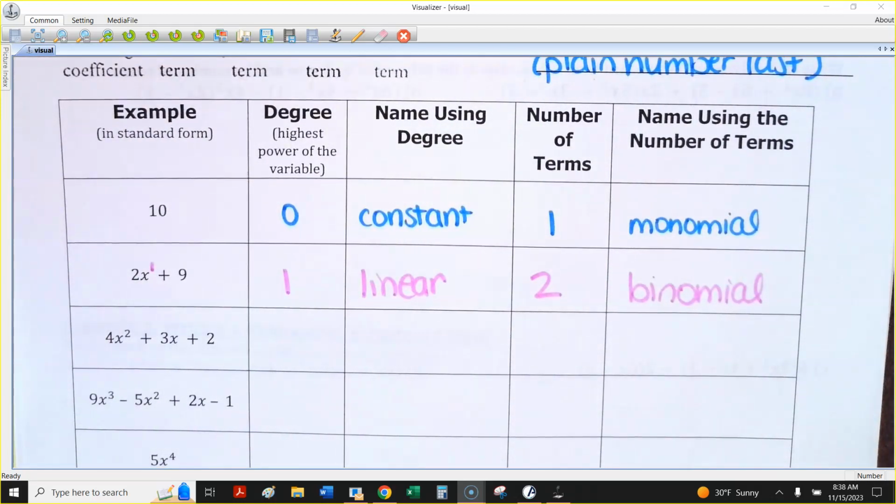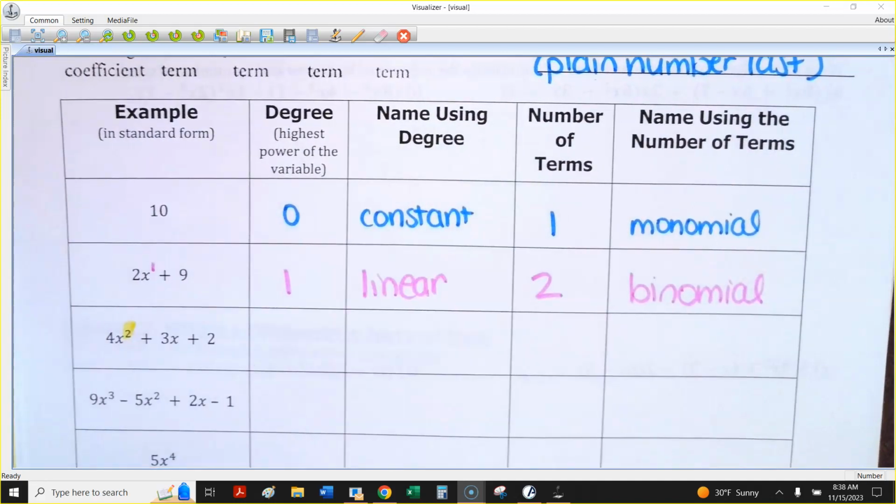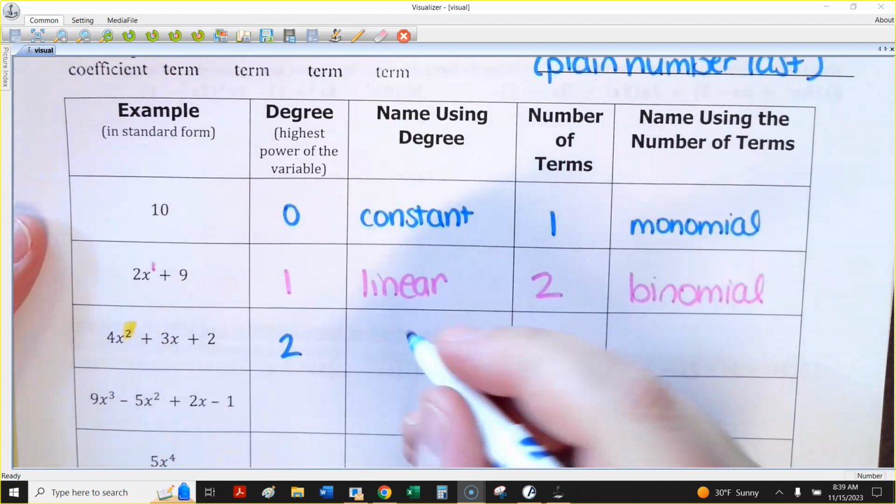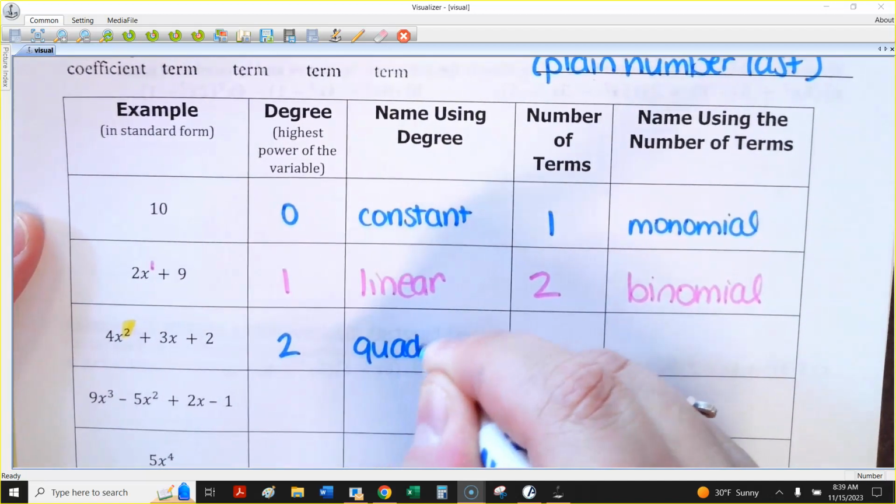All right, now these are based on the exponents on the variable, not the number in front or the coefficient. So if I'm looking at this next example, I've got 4x squared plus 3x plus 2. The degree is based on the highest power of the variable. So not the 4, but the 2. So this would be a second degree. Now, this is the whole unit we just got done doing. This is a quadratic.